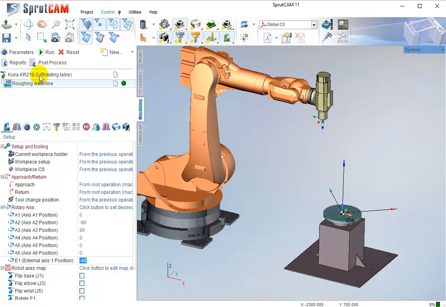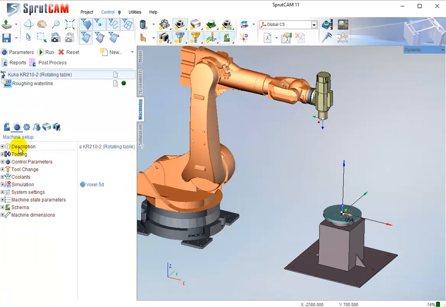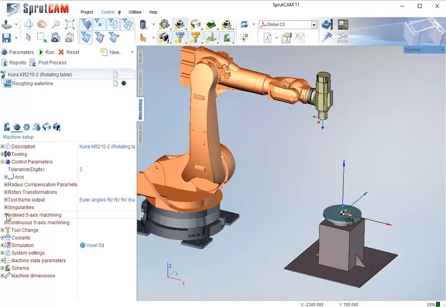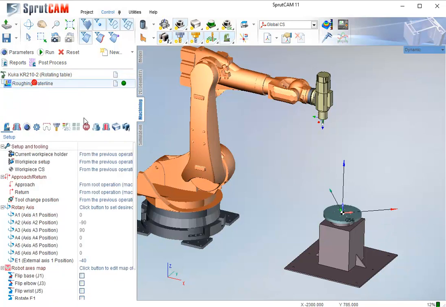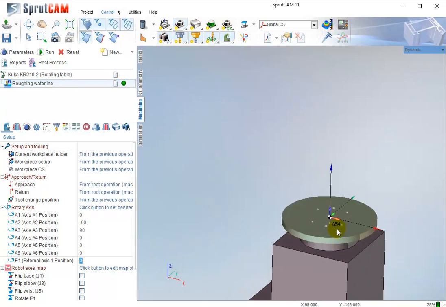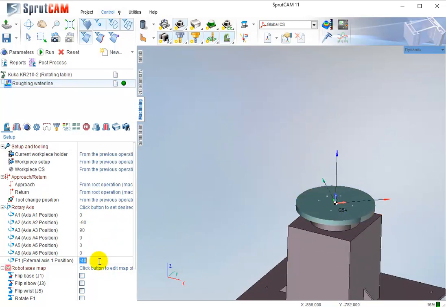First of all, you need to enable these checkboxes. Enable this one and this one. And after that, when you rotate the table, the coordinate system will be rotated together with the table. And also, you need to tune the robot controller in the same way.